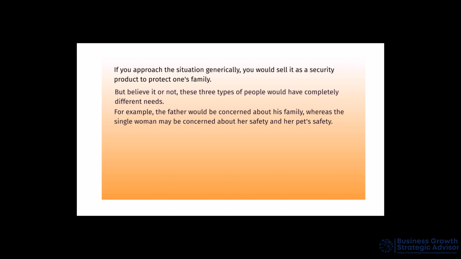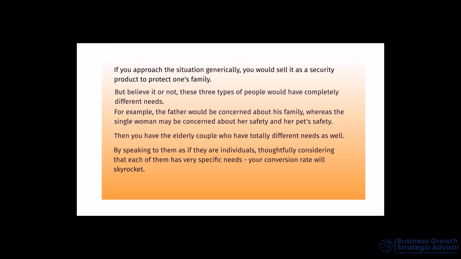For example, the father is going to be concerned about his family, whereas the single woman doesn't really have a family, it's just her. She might have some pets, dogs or cats or bunnies or whatever, but the single woman may be concerned about her safety and her pet's safety. Then you have the elderly couple who have totally different needs as well. Now, by speaking to them as if they were individuals, thoughtfully considering that each of them has very specific needs, your conversion rate will skyrocket, right?